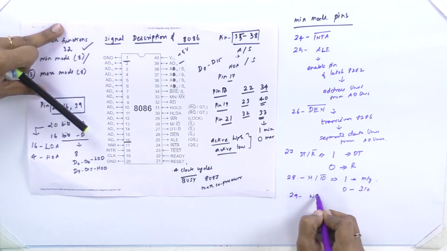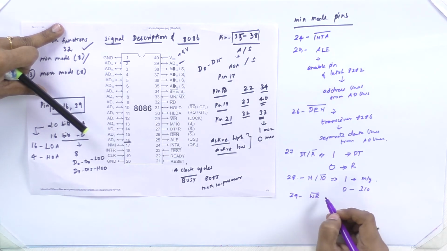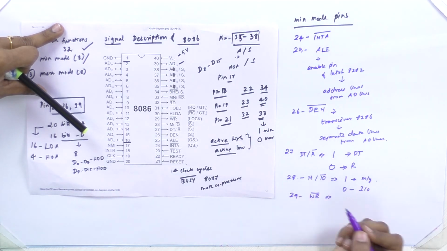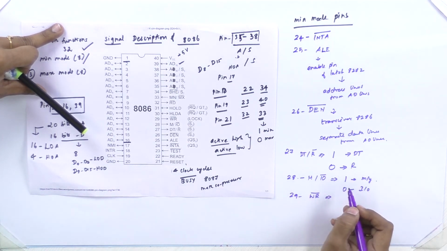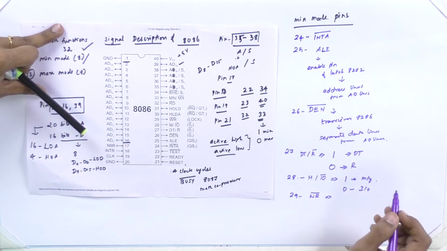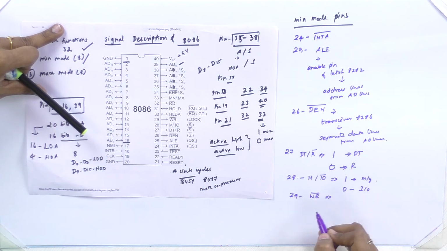The 29th pin is called the write pin. It is also an active low pin. It is used to perform the write operation, and this write operation is based on the status of the 28th pin, memory bar IO. If it is 1, then the write operation is carried out on memory. If the value of the 28th pin is 0, then the write operation is carried out on IO.